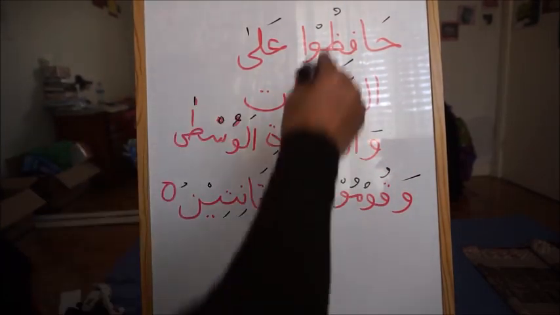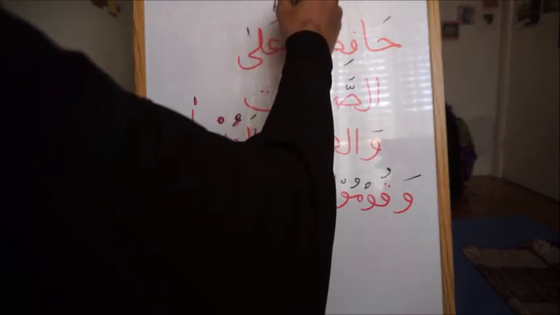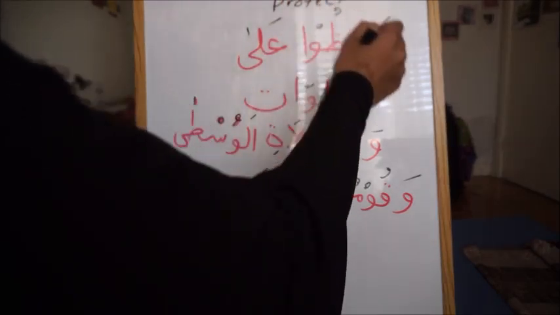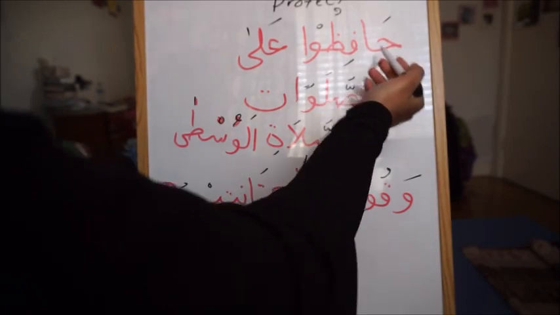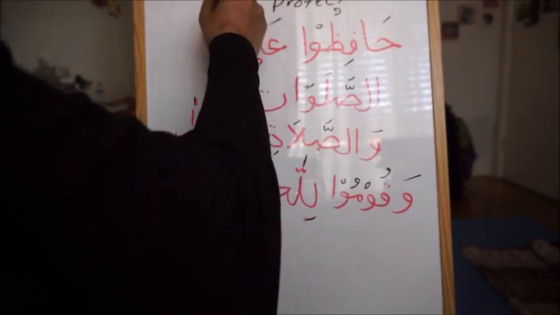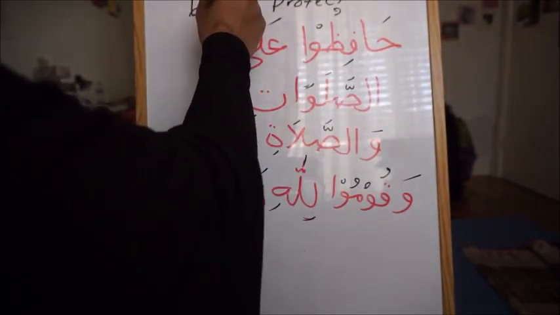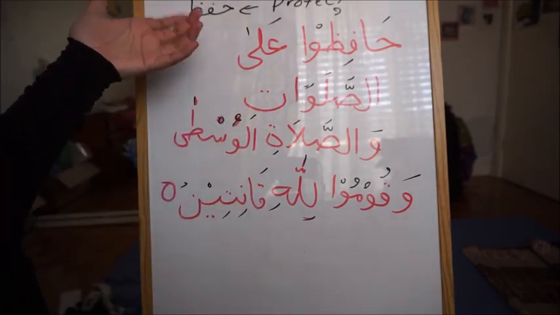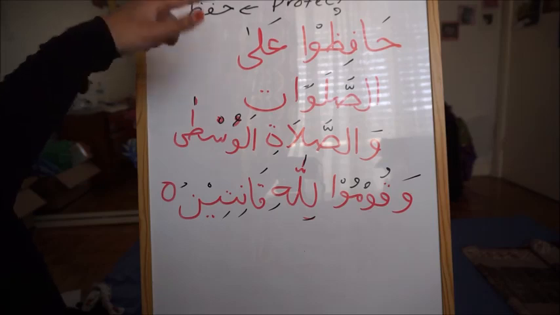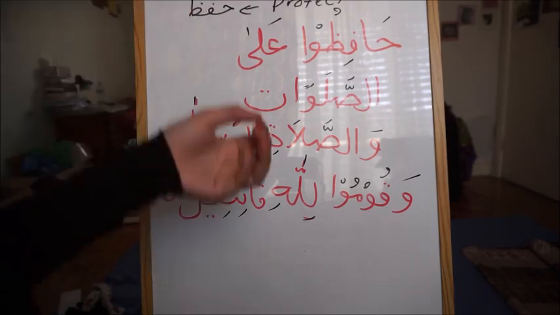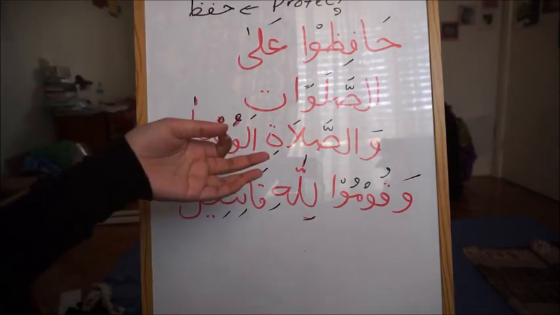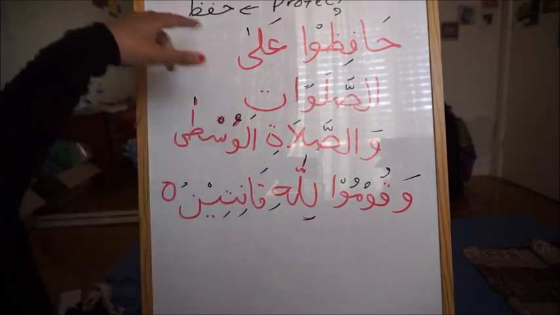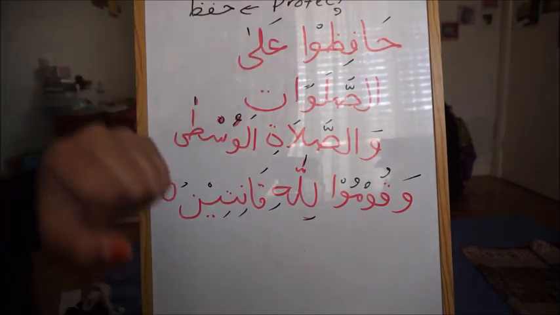What does this mean? Hafidhu ala means protect. Hafidhu, as you can see, has a hafadha. It comes from the word hifz, hafadha, which means to memorize something, right? But when you memorize something, you're actually protecting it from being lost. You're protecting it in your heart. So that's why hifz is also called protection.